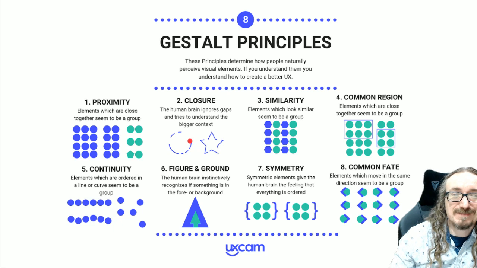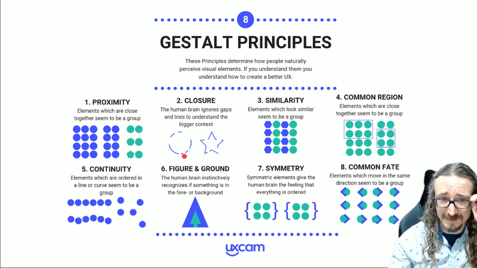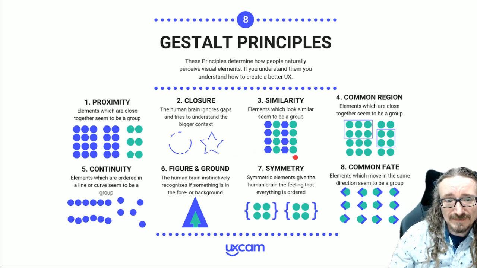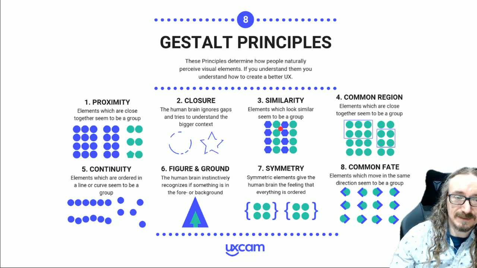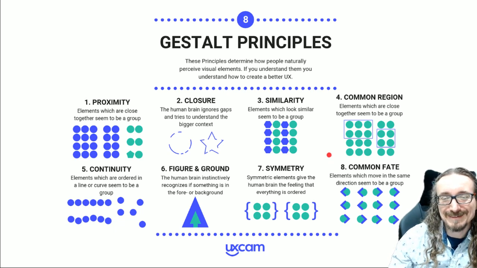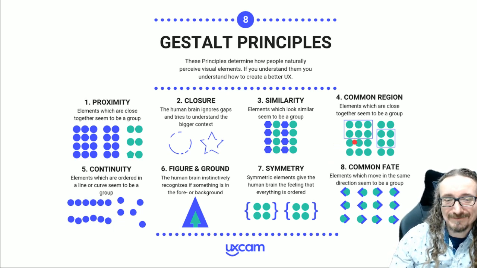Closure, remember this from a cloud, right? You leave out little legs of the star or little pieces of curve of that circle, but your mind just fills in the rest. You see a circle, you see a star. Closure, same as from a cloud. Similarity, again pretty obvious: elements which look similar seem to be a group. So you can see some of these are circles, some of these are these stop sign shapes, whatever that's called. Is it a hexagon, I think? I don't know. Common region: elements which are close together seem to be in a group.